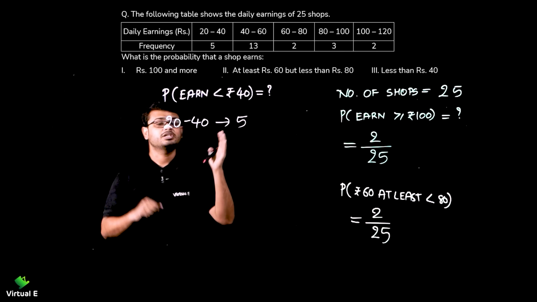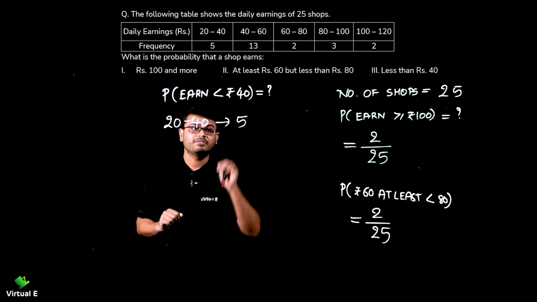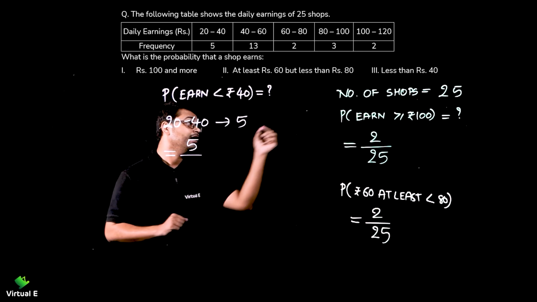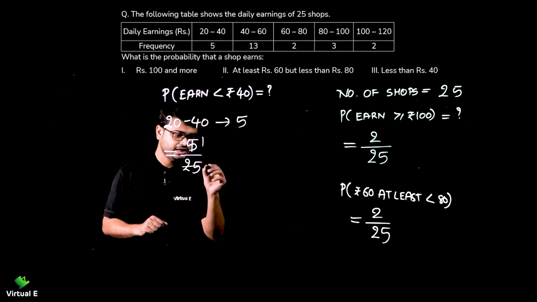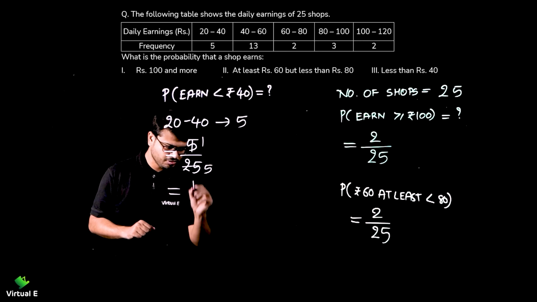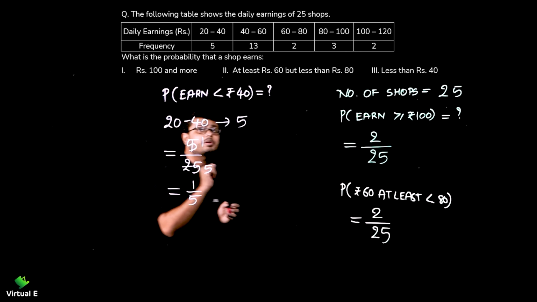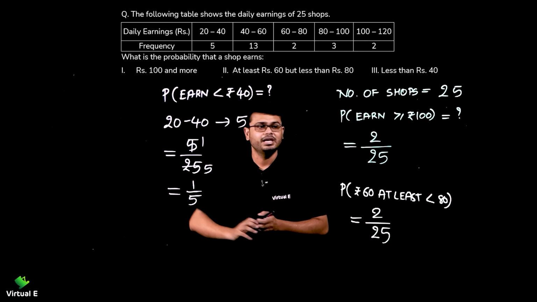Then 40 to 60, no, we cannot take it. We want less than 40, so there is only one category. That is 5, and the number of shops is 25. So 5 ones are 5 and 5 fives are 25. So 1 by 5 is the probability. The probability of a shop that earned less than rupees 40 is 1 by 5.